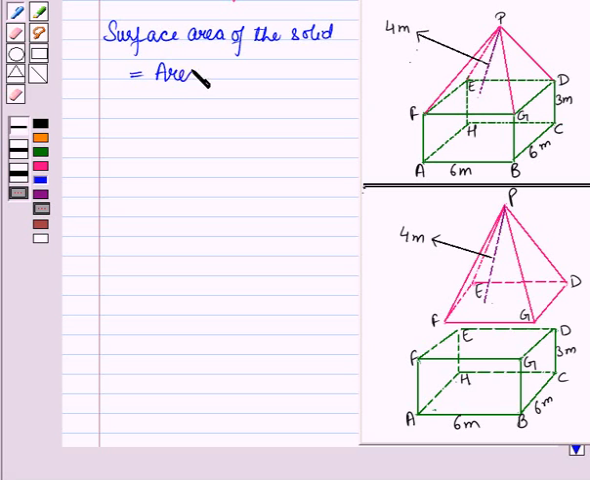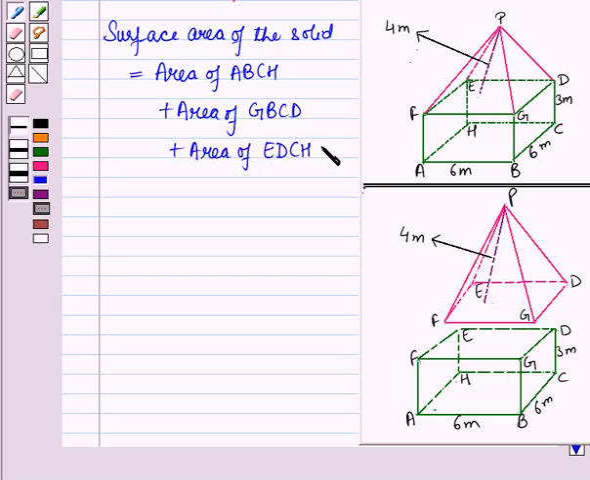So let us start with the area of the face ABCH plus area of the face GBCD plus area of the face EDCH plus area of the face EHAF plus area of the face FABG.